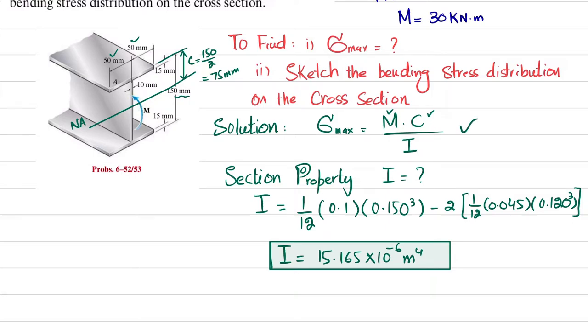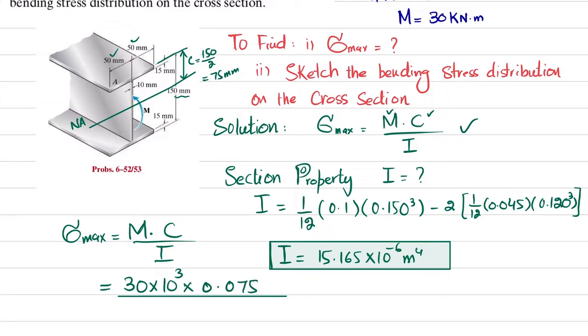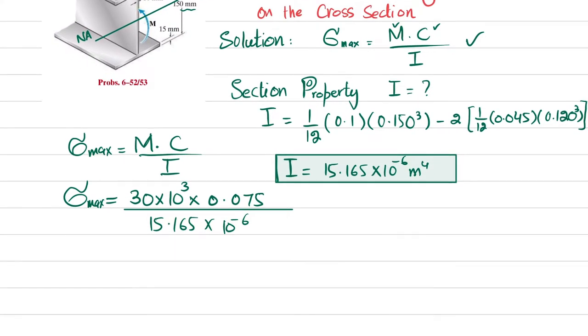So sigma max is equal to M times C divided by I. The moment is 30 kN, so 30 times 10 raised to the power 3. C was 75 millimeter, so in meters it is 0.075, divided by I, which is 15.165 times 10 to the power minus 6 meter to the power 4. When you solve this, the maximum bending stress comes out to be 148 mega Pascal.